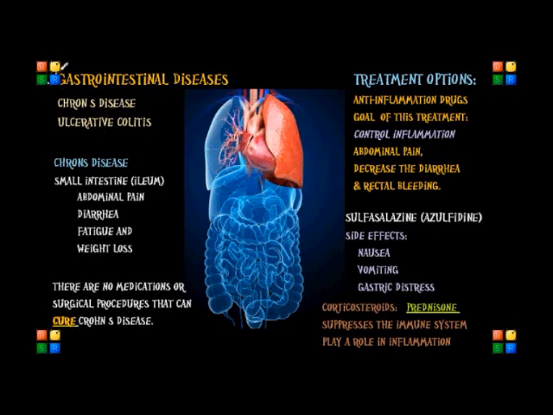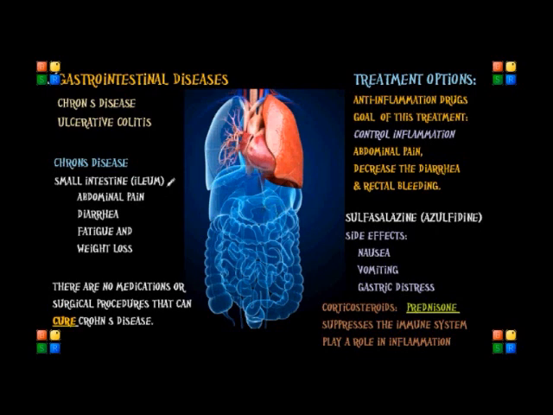When we talk about gastrointestinal diseases, we basically refer to diseases involving the gastrointestinal tract, right? Namely the esophagus, the stomach, the small intestine, and the large intestine. And also don't forget our accessory organs of digestion, which include the liver, the gallbladder, and more importantly, the pancreas, right?